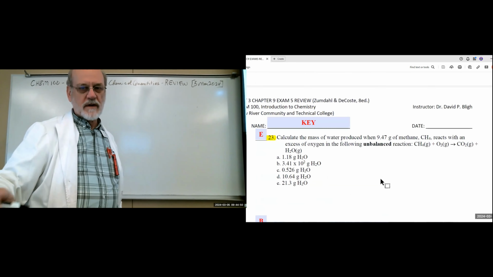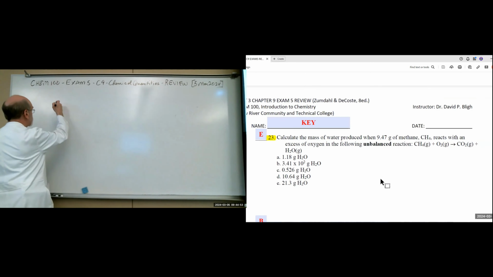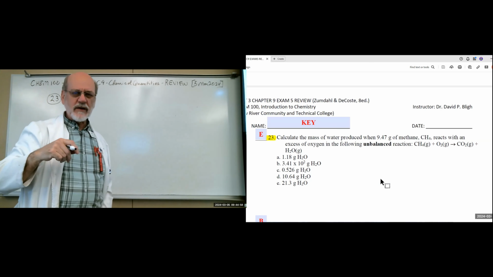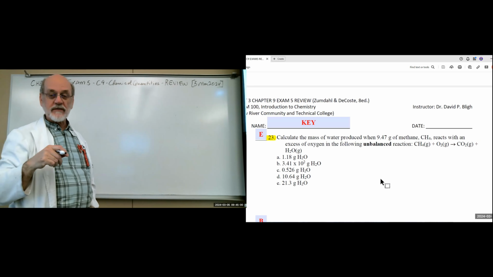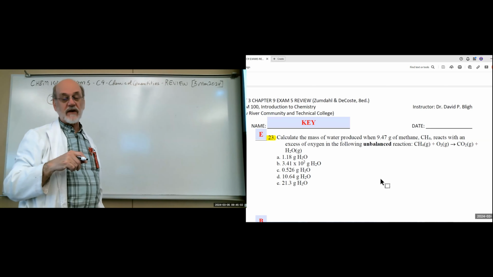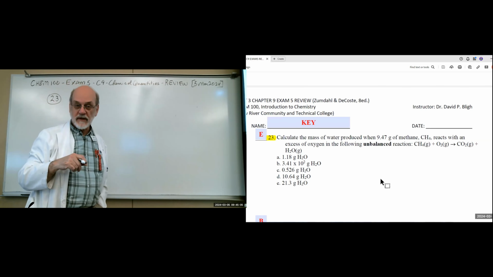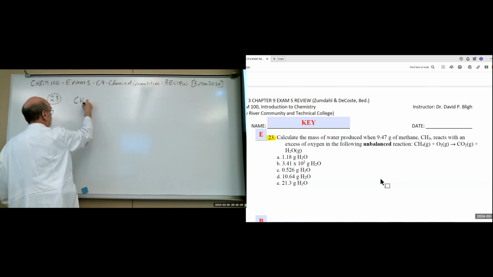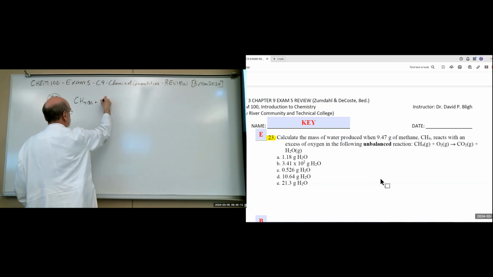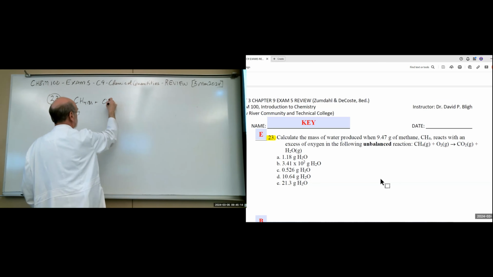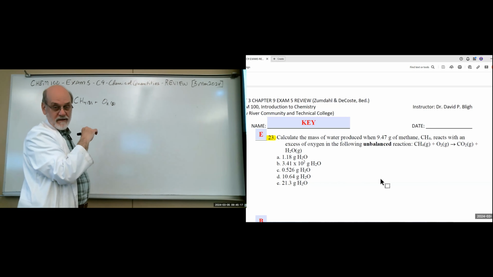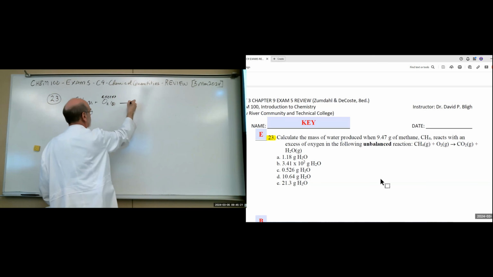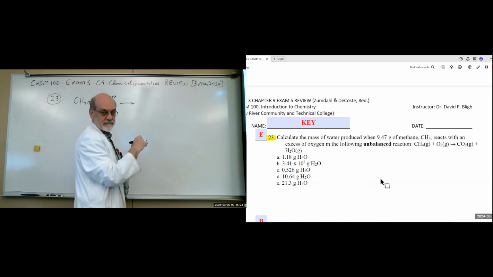Let's see, here we go. 23. Calculate the mass of water produced when 9.47 grams of methane reacts with an excess of oxygen in the following unbalanced equation. So we need to balance this equation. Methane plus oxygen in excess, correct? And excess oxygen, yeah. Yields carbon dioxide and water.